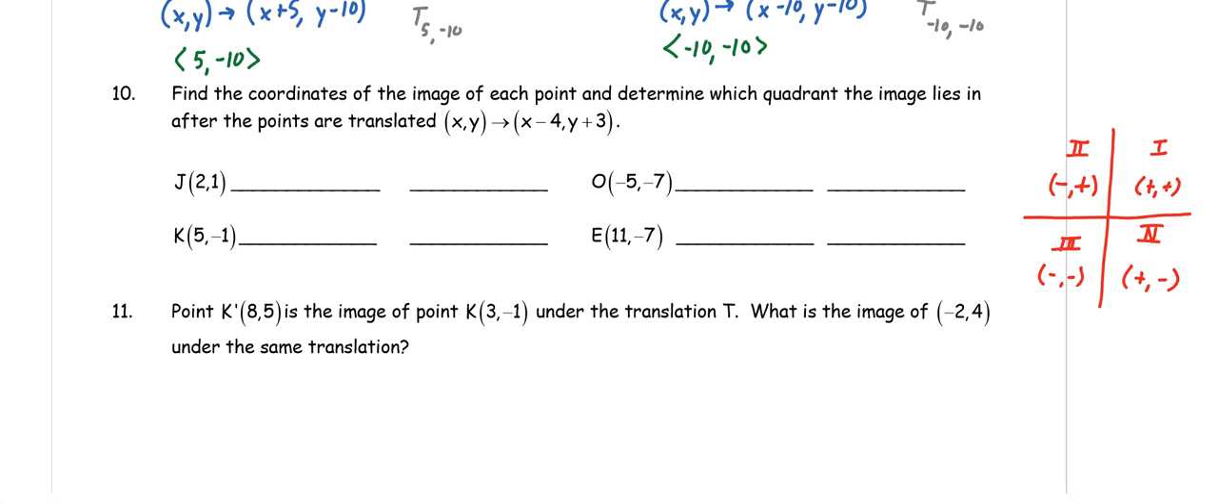So we're going to use the rule changing from (x, y) to (x minus 4, y plus 3). So on each x coordinate, we're going to subtract 4, and on each y coordinate, we're going to add 3, and then figure out the new quadrant it lies in.